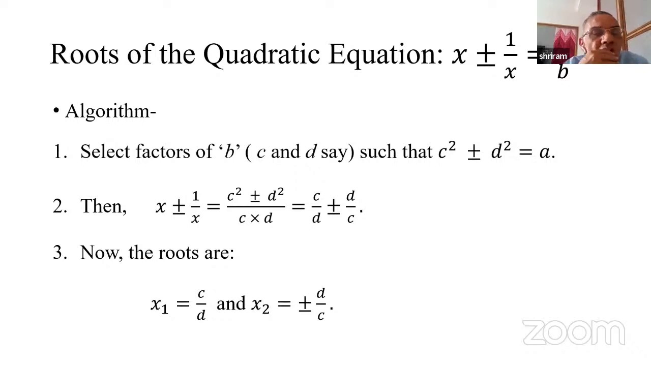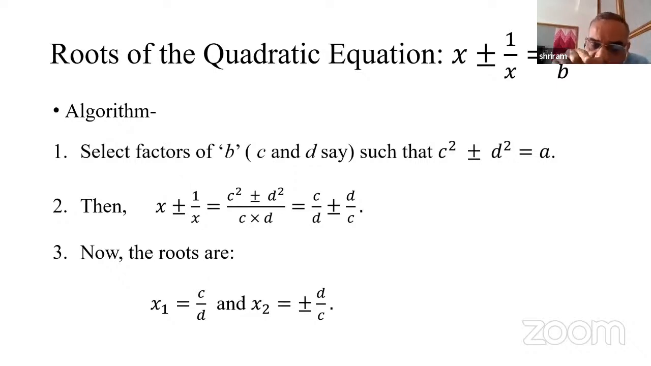Though I'm explaining it in more detail, in practice, you will not require more than 15 seconds to solve such a problem. Once we are able to write a equal to c square plus d square for factors of b, then you need not do any simplification, nothing. Straightway the answer will be c upon d, the first root.